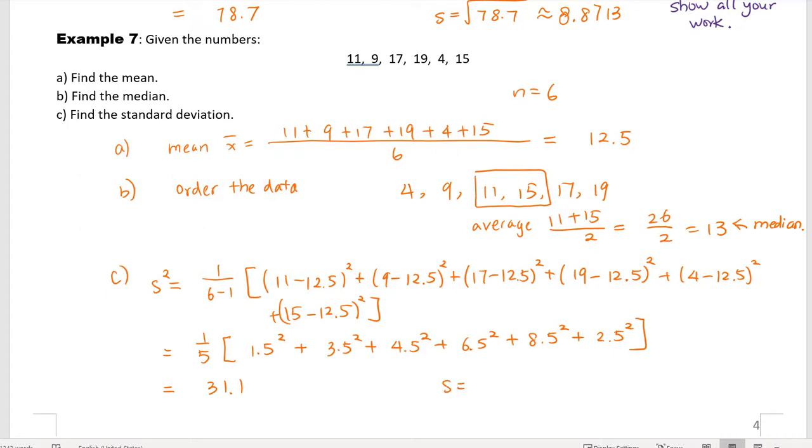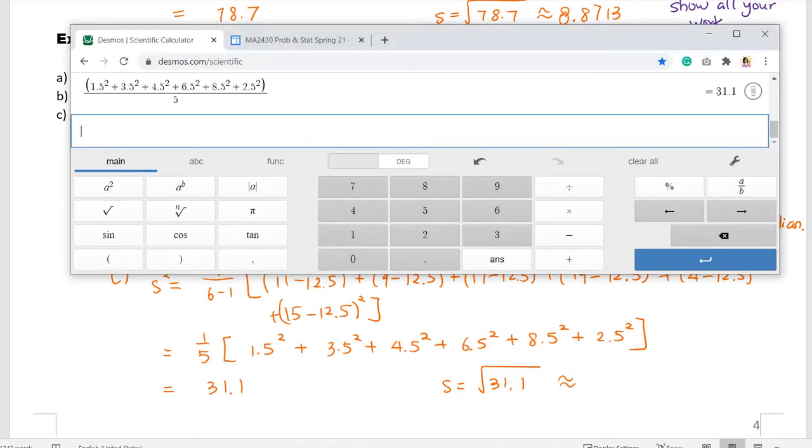And then what is the standard deviation? Standard deviation is the square root of the sample variance. And that is square root of 31.1. We get 5.5767.